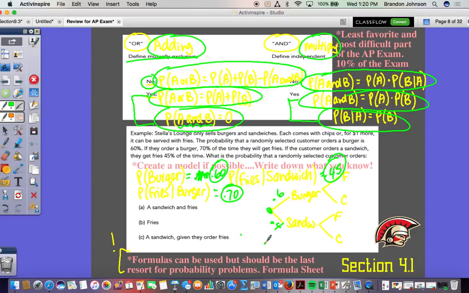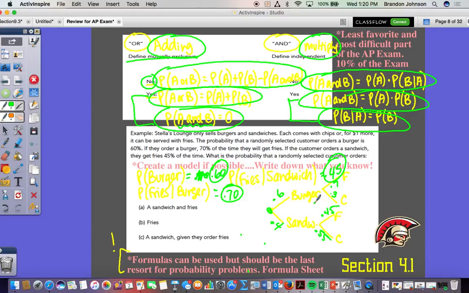Over here, the probability of fries given that I had a sandwich would be 0.45, which means the probability of getting chips, noting that they ordered a sandwich, is 0.55. Look up here on the fries to burgers. Fries given that burgers occurred, what would I get? 0.7. So this would be 0.7 up here, and this would be 0.3 down for chips there.